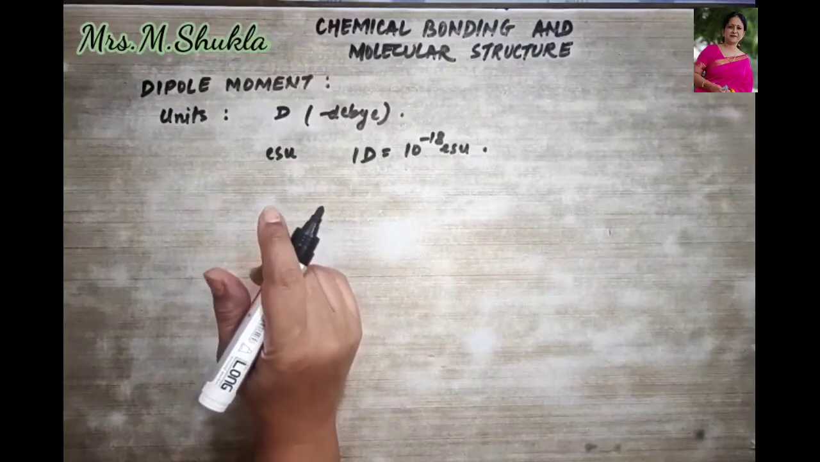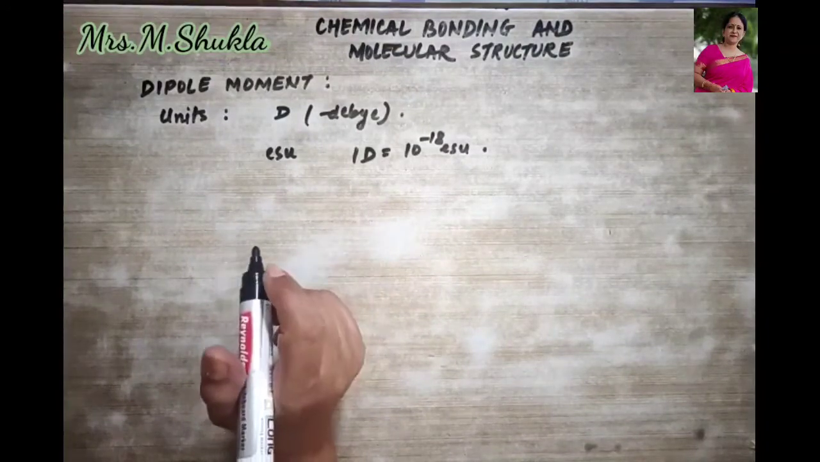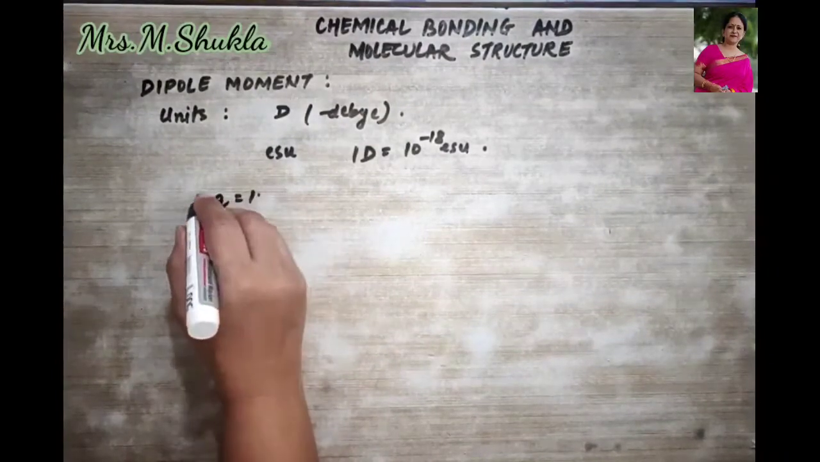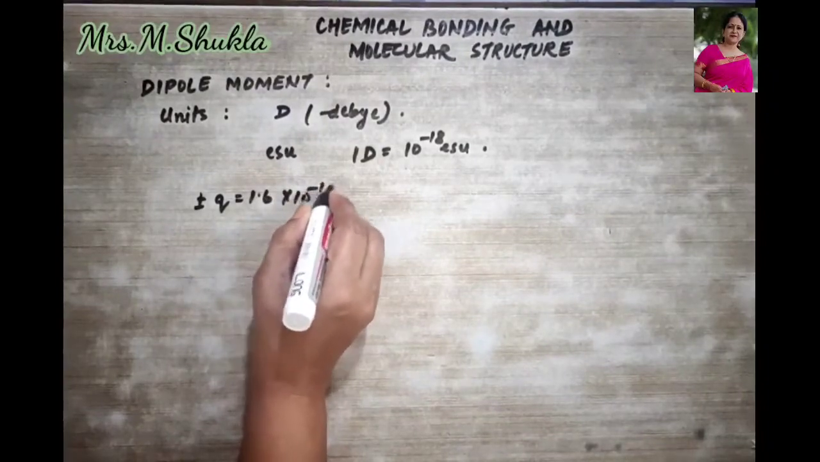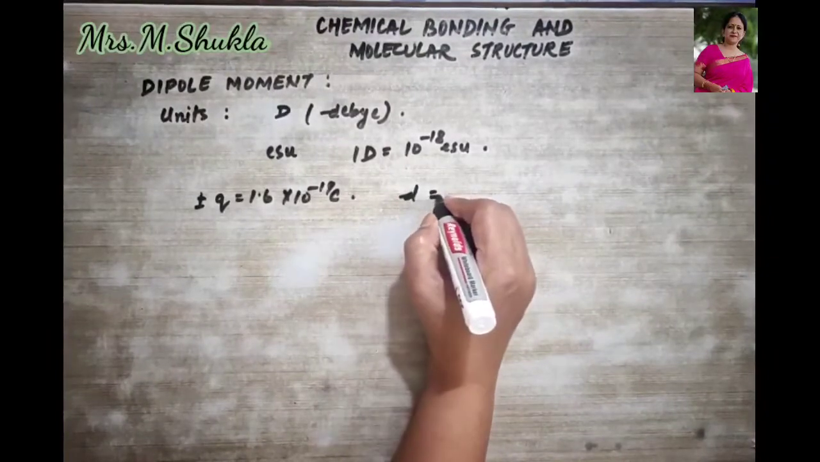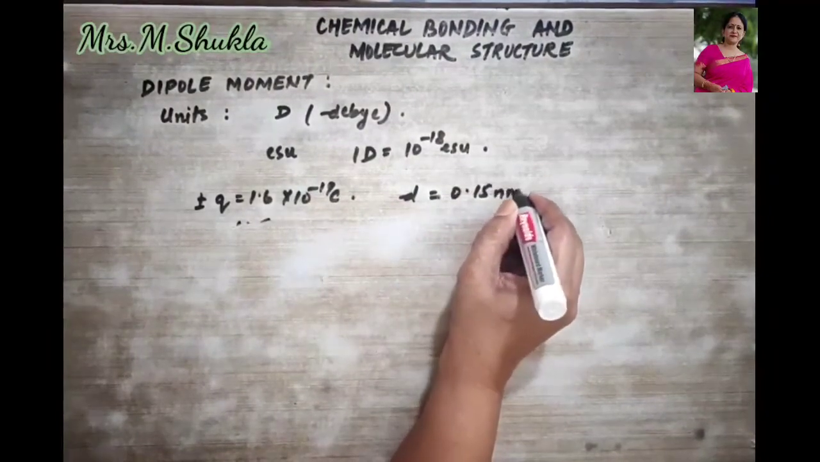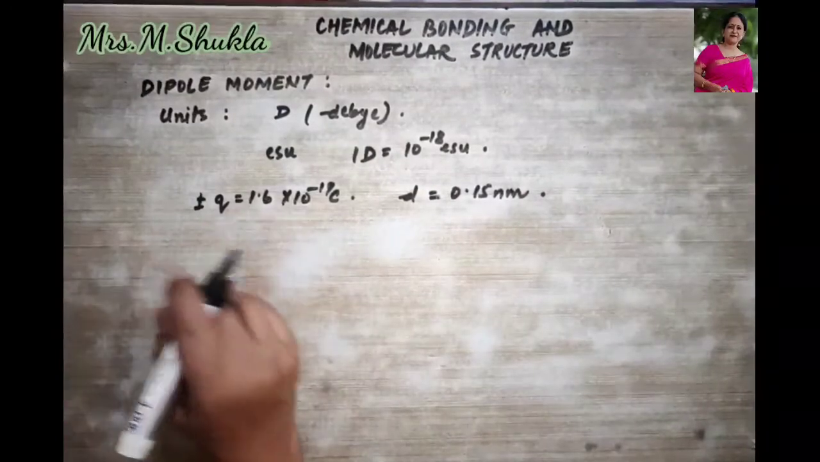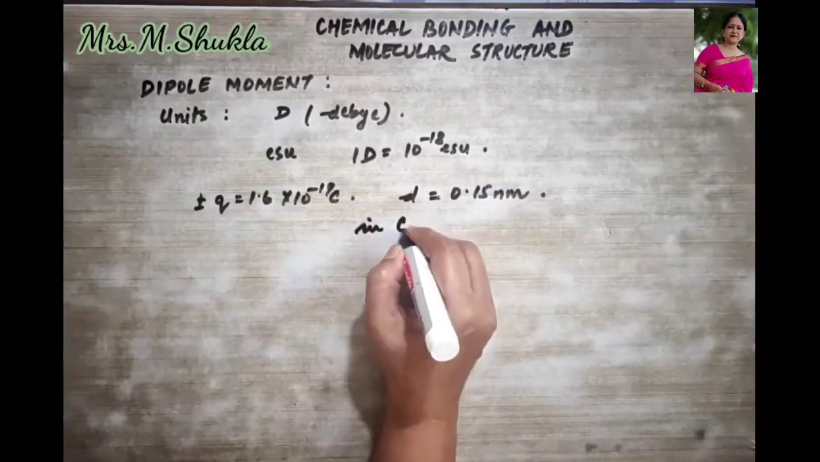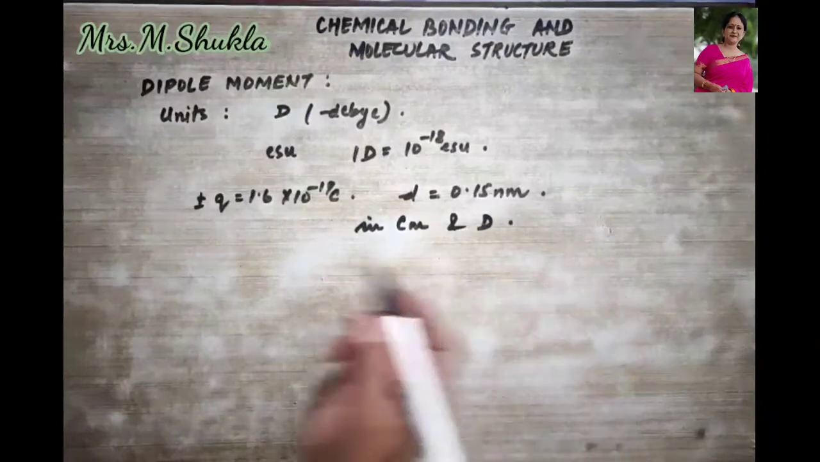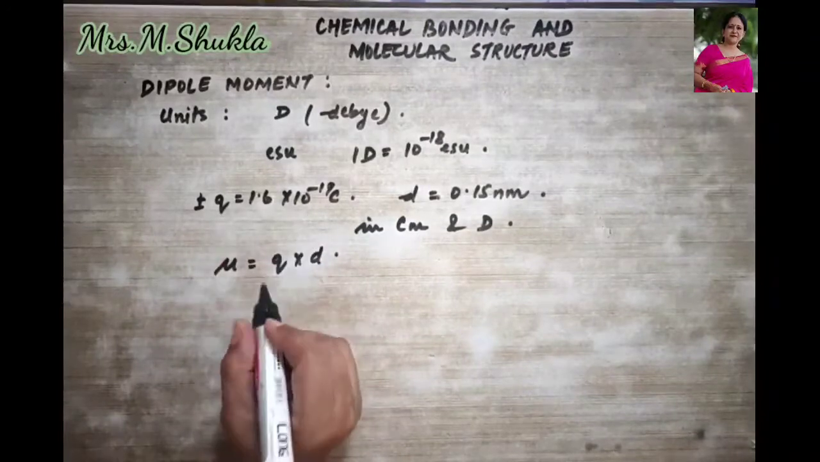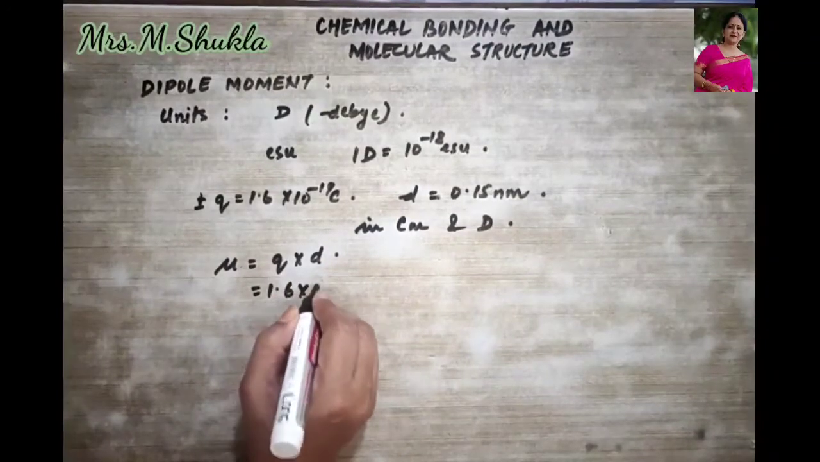Now let us understand the question. Two equal and opposite charges of plus and minus 1.6 into 10 to the minus 19 coulomb are separated by a distance of 0.15 nanometer. You have to find out the dipole moment in coulomb meters and also in Debye. So what is the dipole moment equal to? Charge into distance.